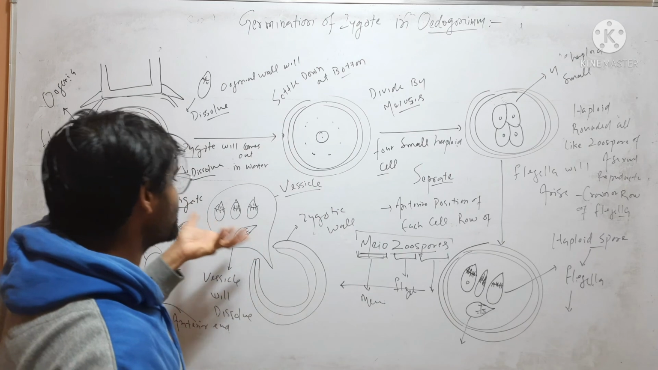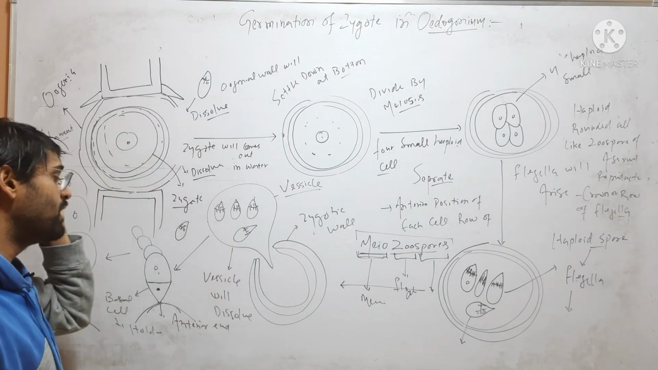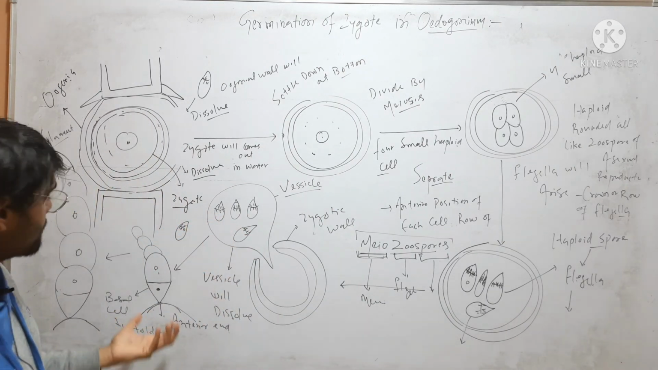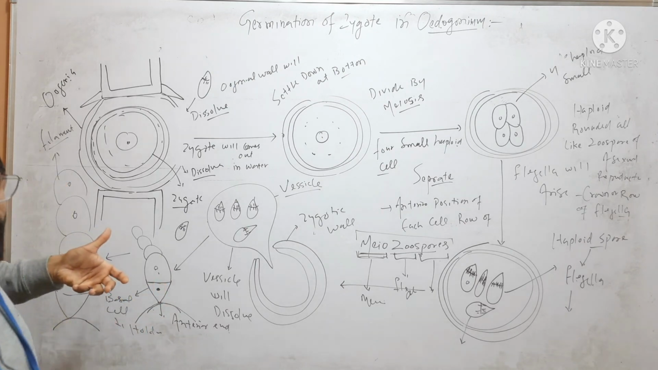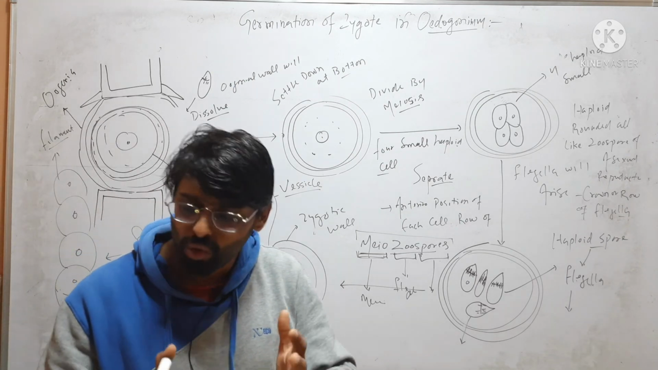These spores then come out as a vesicle. Then the vesicle will dissolve and they will germinate at any substratum and form a new filament. So this is germination of zygote in Oedogonium.